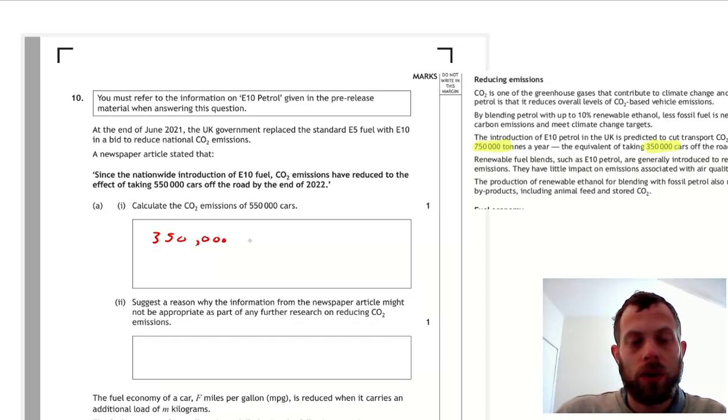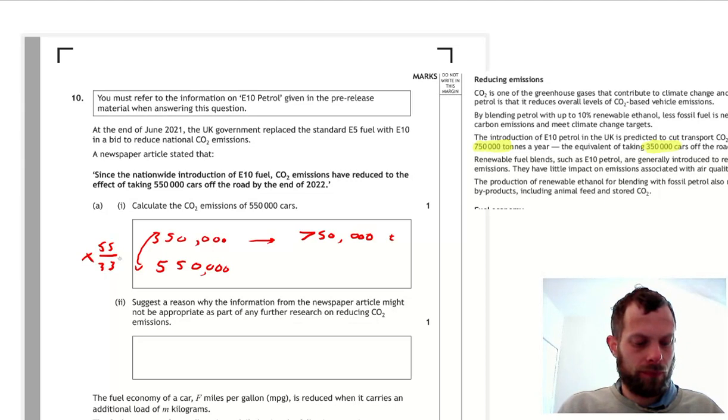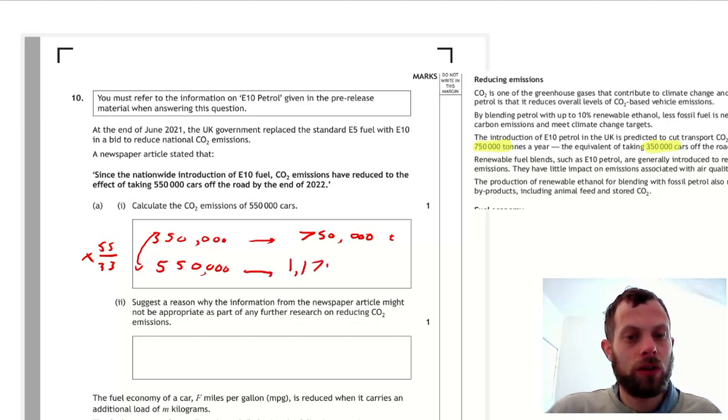350,000 cars would give you 750,000 tonnes. And then we need to find for 550,000. We multiply by a factor of 55 over 35. We get this: 1,178,571. I'll just do the nearest tons.